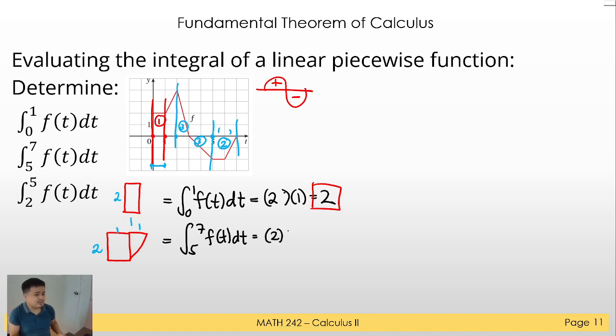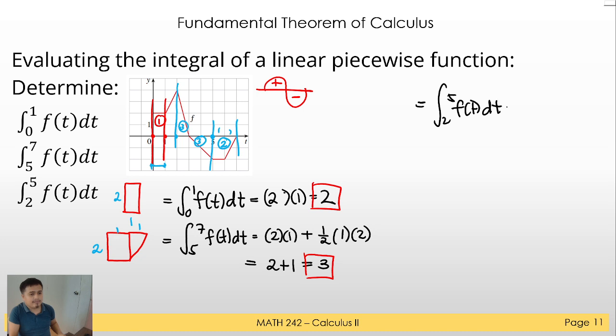So we have 2 times 1 plus, the area of a triangle is 1/2 BH, so 1/2 times base times height. So we have here 2 plus 1. So therefore the answer is 3. Very simple. So the integral from 2 to 5 of f of t dt.